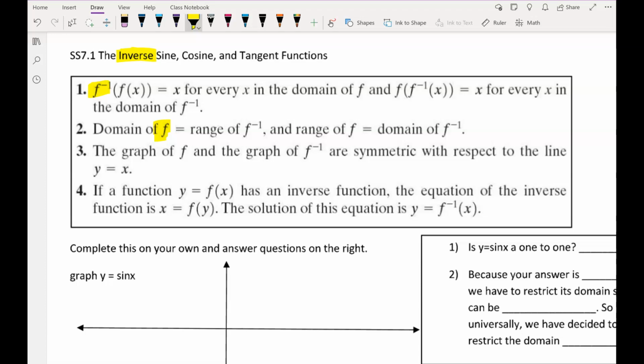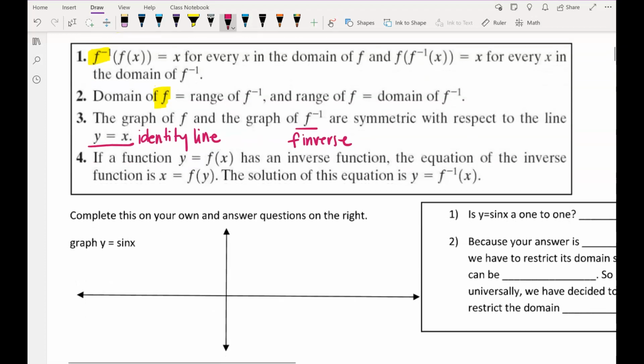You're right. The graph of f and the graph of f inverse, remember this is read f inverse, are symmetric with respect to the line y equals x. Y equals x, students, is called the identity line. Now, the word identity in itself means whatever you plug in, you get yourself back out. That's why y equals x is called the identity line.